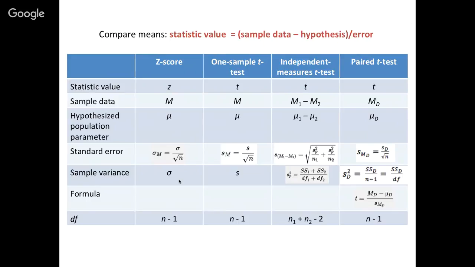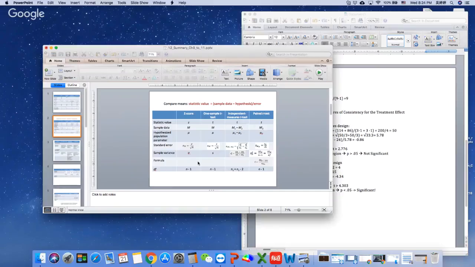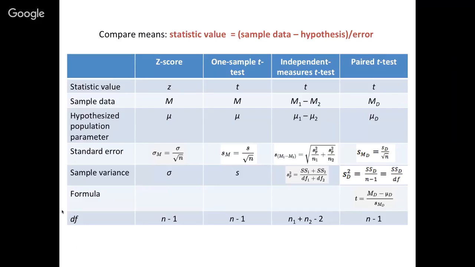I forgot to copy the formula here. So after this class, I will copy the whole list of formulas and post it to the Blackboard. And the degrees of freedom of a z-score test is n-1.